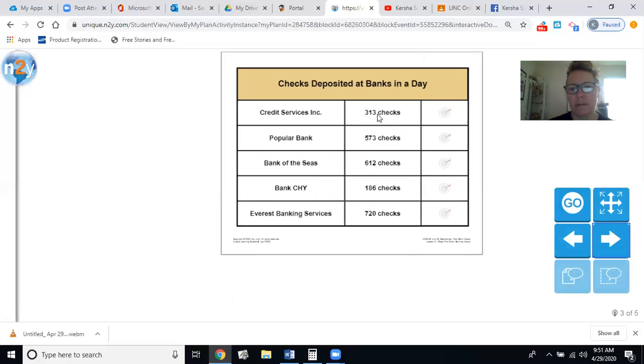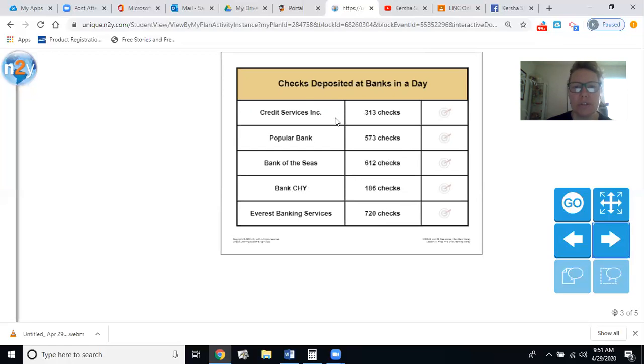And then this exercise gives you the opportunity to put these checks in order, starting at the least and then going to the most. So credit services, 313 checks. Popular Bank, 573 checks. Bank of the Seas, 612 checks. Bank CHY, 186 checks. Everest Banking Service, 720 checks.